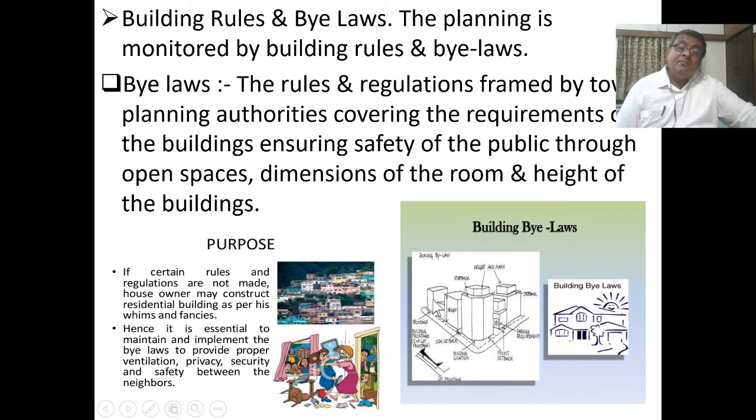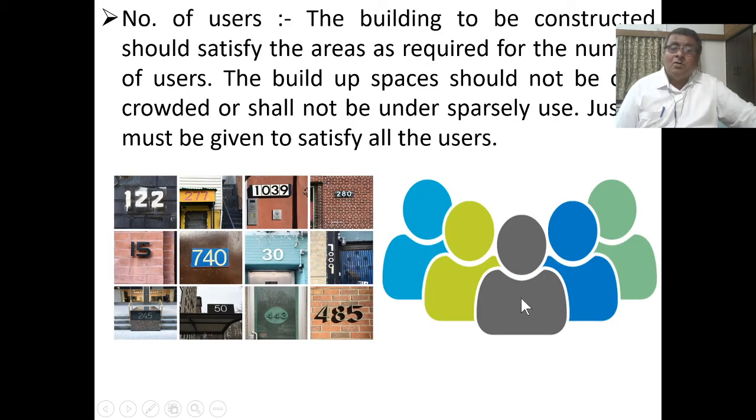Now, building bylaws. Here you can see a well planned township covering the bylaws, and a simple house which has obeyed the building bylaws, so that the sun god is also happy. The number of users: the building should be constructed to satisfy the areas required for the number of users. The built up spaces should not be overcrowded or sparsely used. Justice must be given to satisfy all the users. So the building should be constructed as per the number of users.